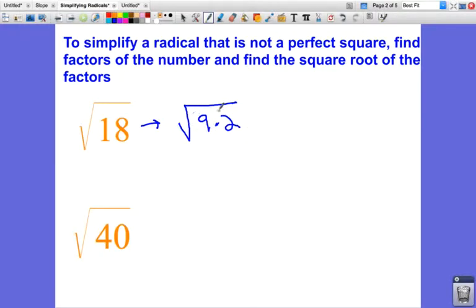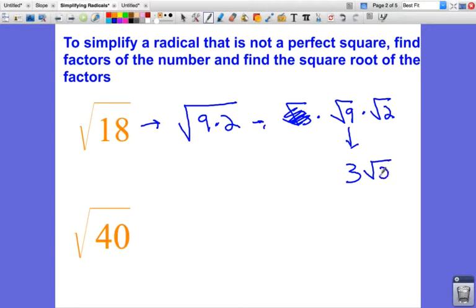So I can find what the square root of 9 is and bring that outside. So again, it's set up just like the square root of 9. The square root of 9 times the square root of 2. Now I can simplify it. The square root of 9 is 3. And I can't go any further down with the square root of 2. So I'm just going to leave it as 3 root 2. So 3 times the square root of 2.